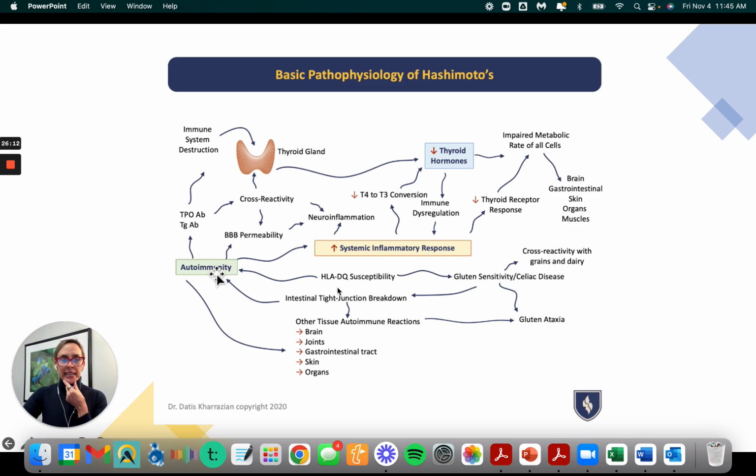Certain genetic susceptibilities put people at higher risk for Hashimoto's, and this is the HLA-DQ, which is also found in people who have celiac. So if you have celiac disease, you're at higher risk of Hashimoto's, and you'd be somebody I would want to check antibodies in regularly. So this is a convoluted web to say that there's a lot of things going on. Only treating with thyroid replacement will not get you to symptom relief.